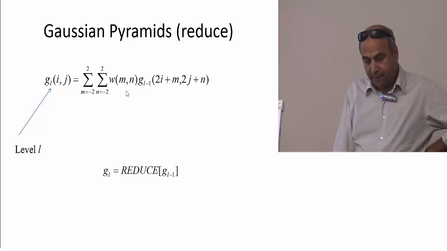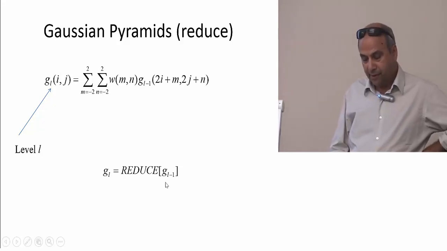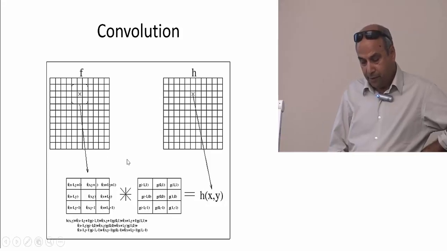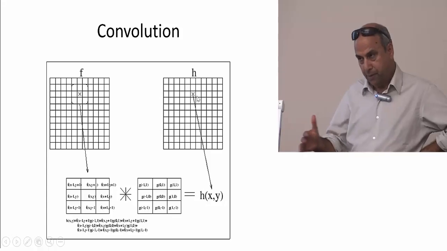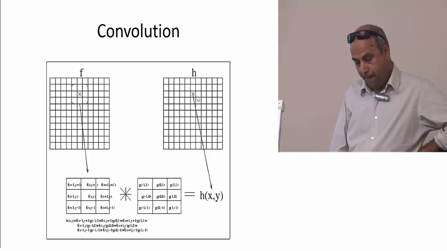This is level L, and just for simplification we will represent this as G_L equals reduce of G_{L-1}. This is the convolution: we take a pixel, get a 5x5 neighborhood, we have a mask, we apply it pixel by pixel, we replace the value here, and we keep doing that for all the pixels, which we have been talking about for a long time.